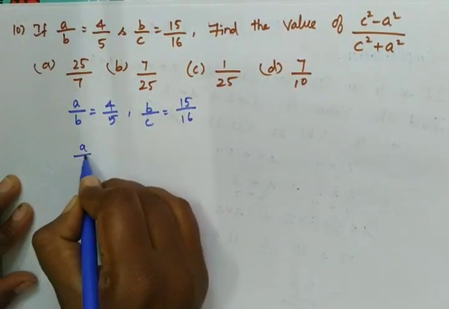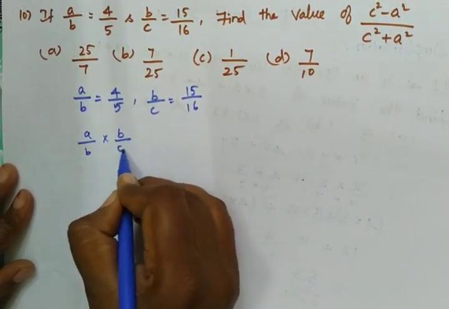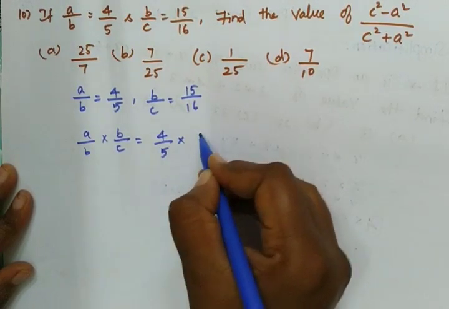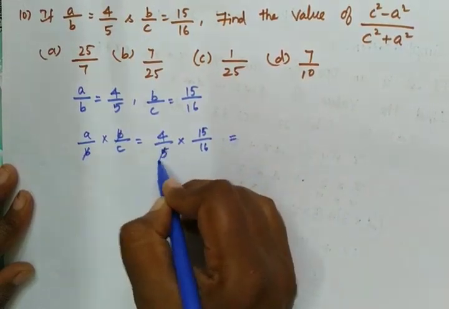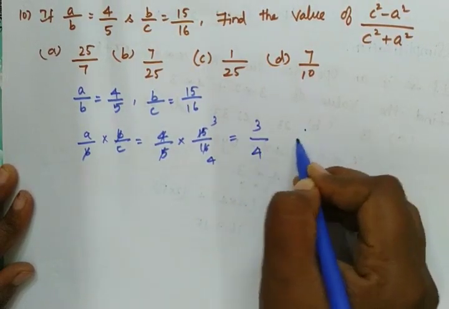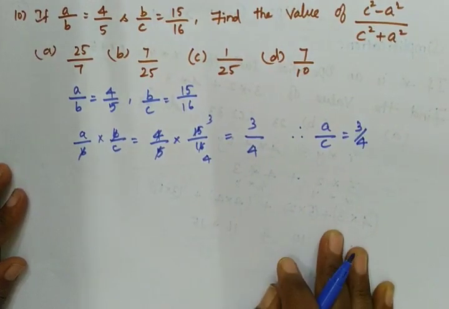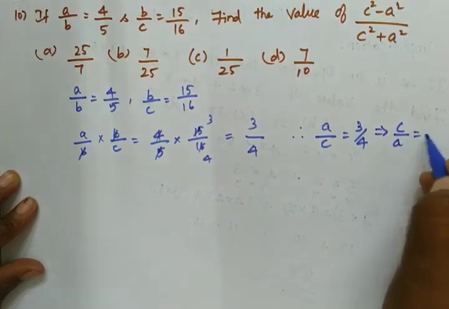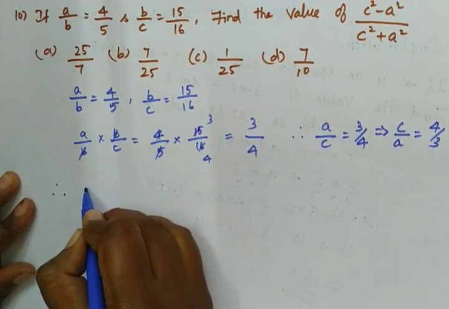Now we can find a by c from this. So a by b into b by c is equal to 4 by 5 into 15 by 16. Now a by c, we can get a by c as 3 by 4. Therefore a by c is equal to 3 by 4. If a by c is 3 by 4, then what will be c by a? So c by a will be equal to 4 by 3, isn't it? Therefore now we can substitute directly and we can find the answer.